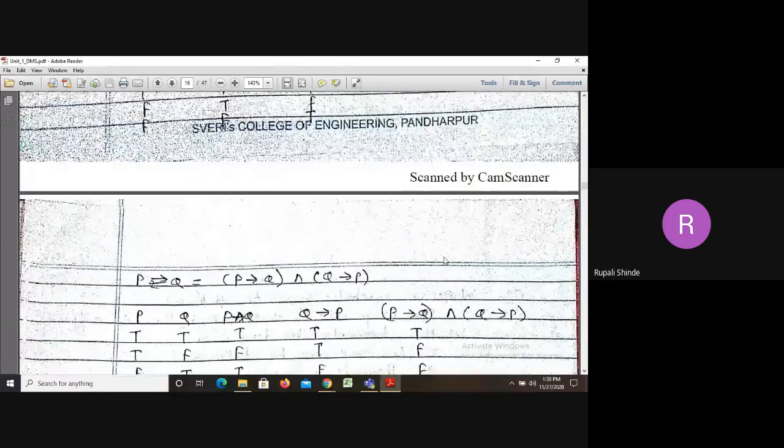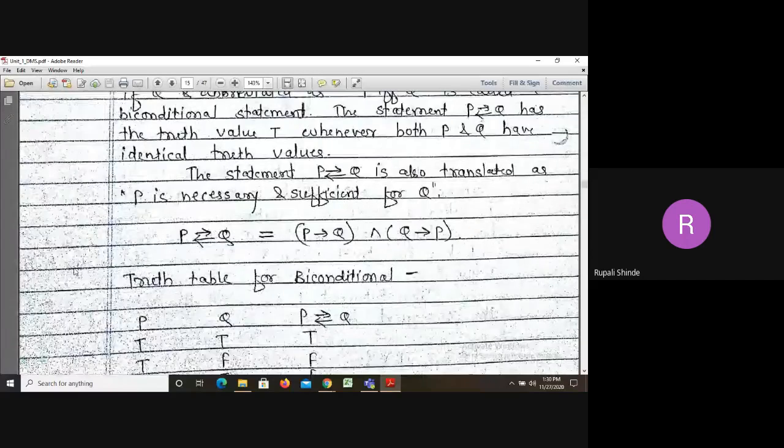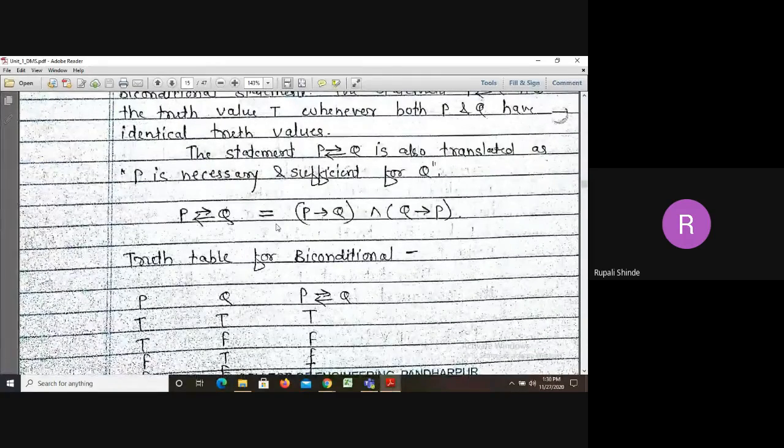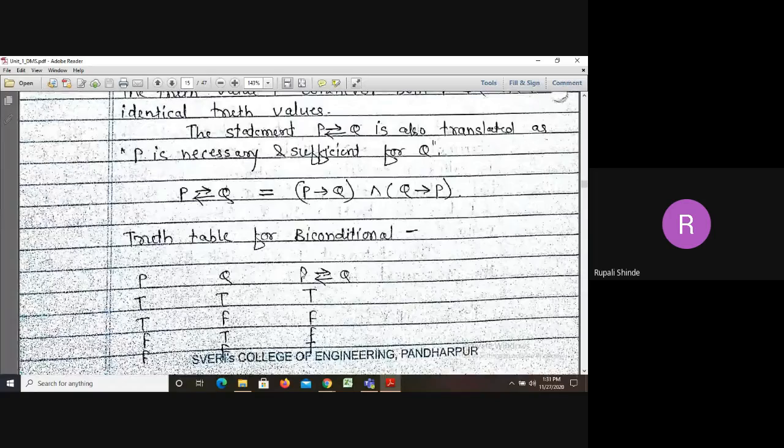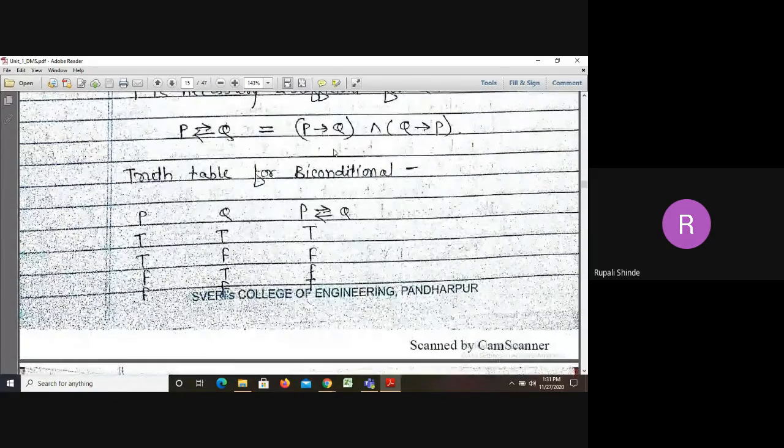Okay. So here we have seen P biconditional Q is equivalent to P conditional Q and Q conditional P. So we can prove this. How? By using a truth table. Now here we have seen what is the truth table for P biconditional Q. So now we will form the truth table for P conditional Q and Q conditional P, and then we will check whether these two formulas are having the same values. Then only we can say these two are equivalent.